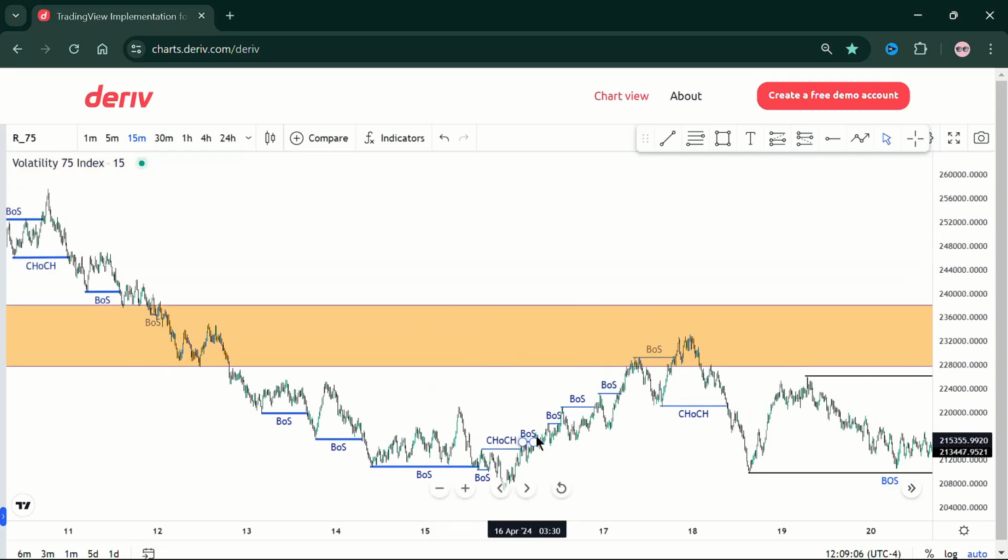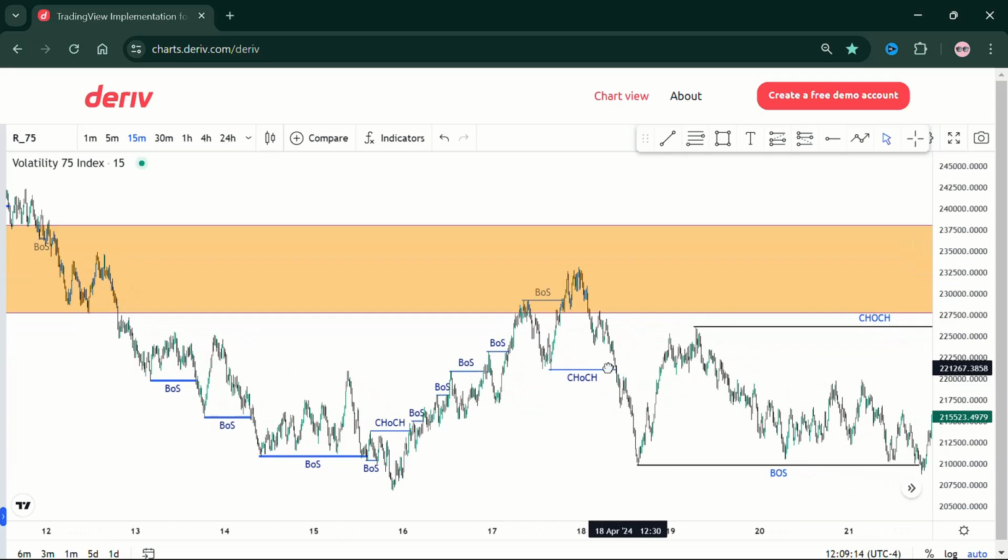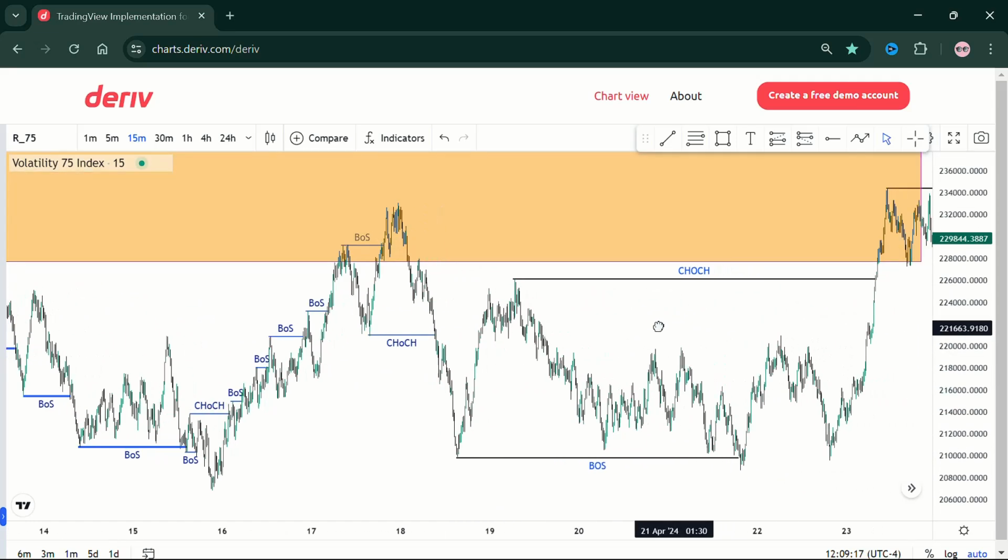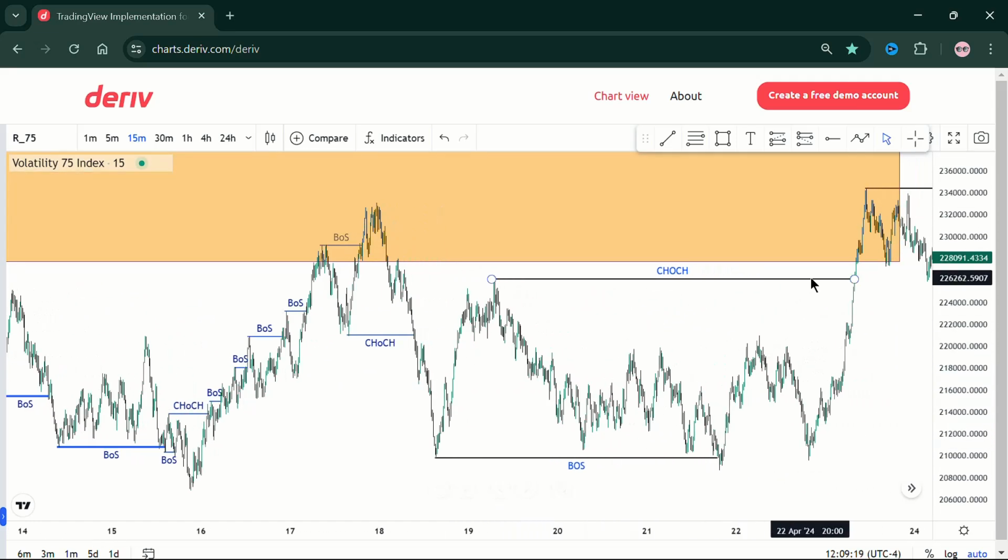All right, you can see the market was breaking structure to the upside, and then it reacted to that fair value gap right there. All right, so we continue going. Here, the market went up again, like it was retesting the same fair value gap again.